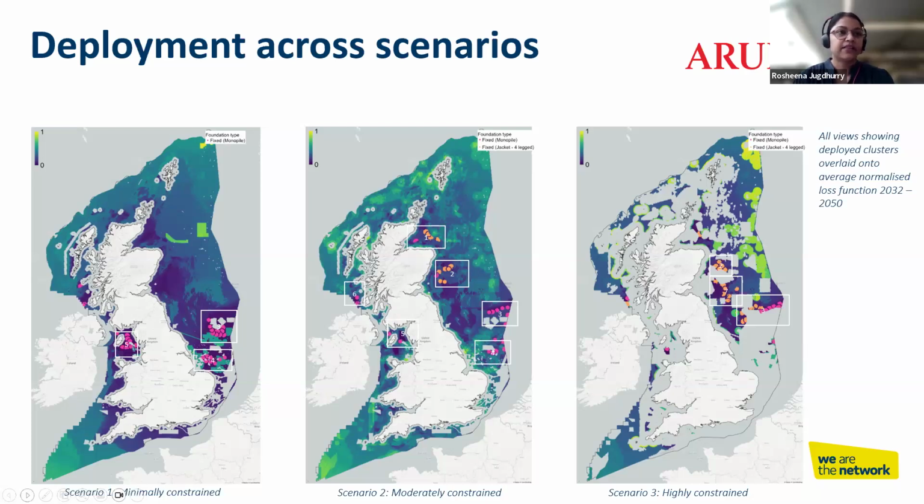For example, in the highly constrained scenario, we can see that there is significantly reduced area for deployment, specifically in shallower waters and close to shore. And as a result, we can see a higher proportion of these clusters, which are shown by the orange and pink dots, deployed in deeper waters, and also where jacket foundations become more preferable compared to other scenarios.